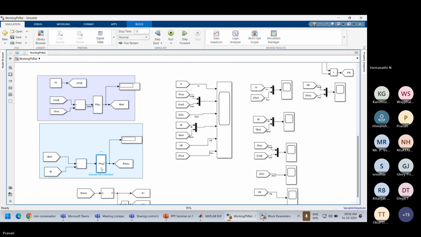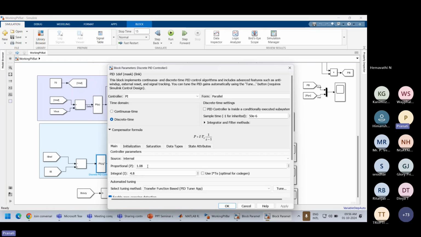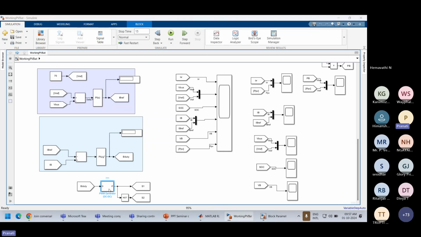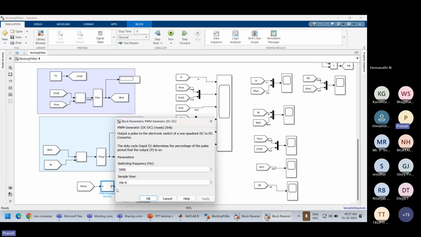Then this battery reference value of current is compared with the battery current, which goes through a PI controller again, with its KP and KI values. This produces the duty cycle of the battery. Now the duty cycle of the battery once again passes through a PWM generator, DC to DC generator of 5000 Hz and 10E minus 6. E minus 6 is the sample time.